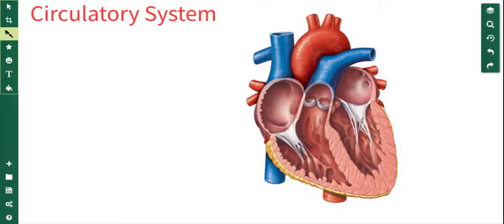Hello everybody, welcome back to another video, and today we're going to be talking about the circulatory system. There are two main parts to the circulatory system: the blood vessels and the heart. I'm going to be starting off with the heart for this video.